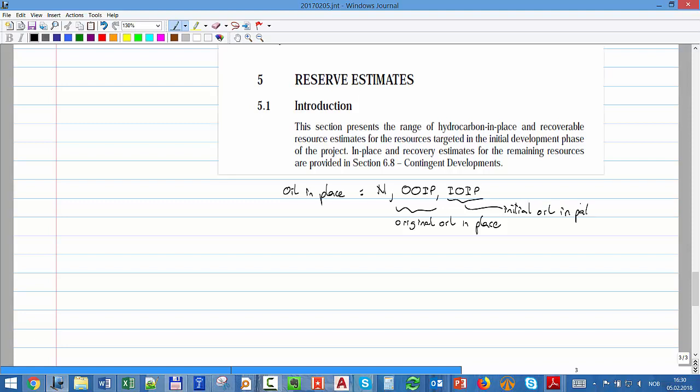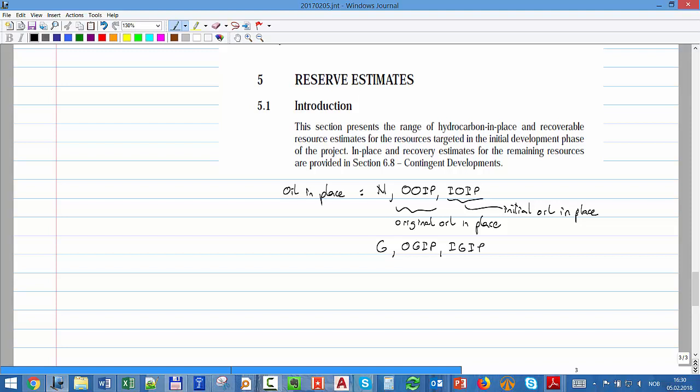And for gas, it is G, okay? Original gas in place and initial gas in place. Now, as I told you, that's not exactly what we produce, right? What is that? What we produce at the end?